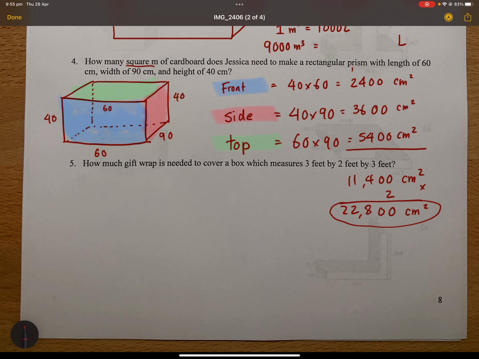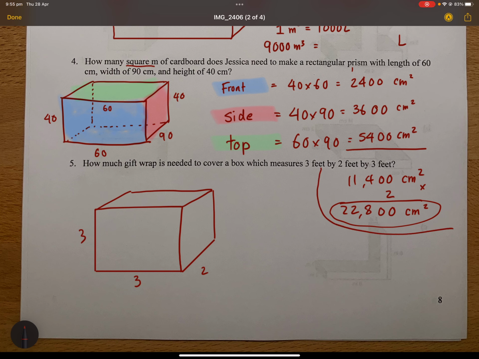Next one, how much gift wrap is needed to cover a box which measures 3 by 2 by 3? So imagine this is your box. This is 3 by 2 by 3. How much gift wrap? So we need to cover all of the faces. So basically it's asking what's the surface area of this? Let's just find the surface area.